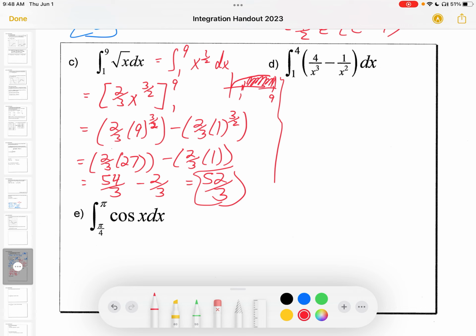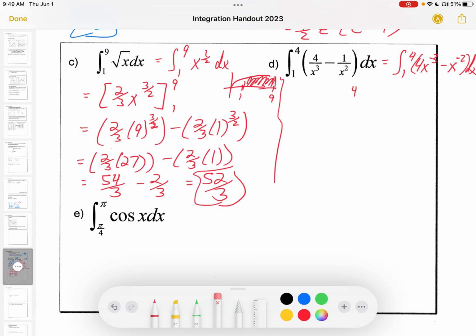Similarly, if we have questions where stuff is written in a form that is not easy to integrate, or anti-differentiate, we'll just write it in a better form. So this is 4 times x to the minus 3 minus 1 times x to the minus 2. So there it is rewritten. And now we can anti-differentiate. The power goes up by 1, and the 4 stays because it's a coefficient. The flip of the new power goes in front.